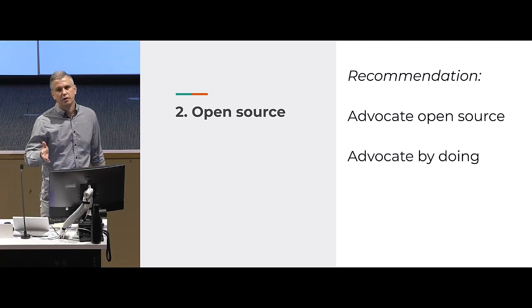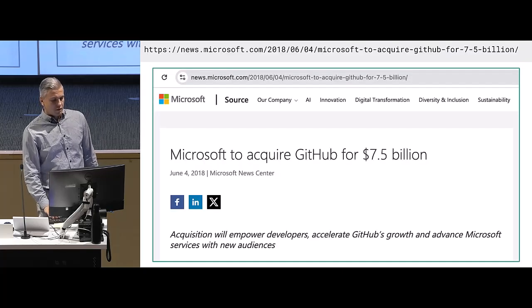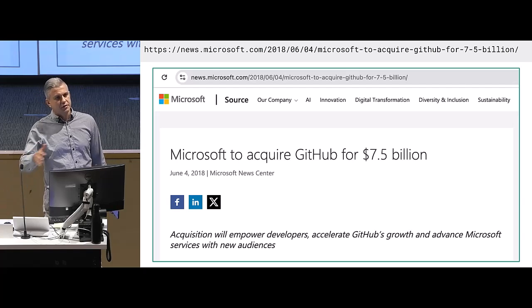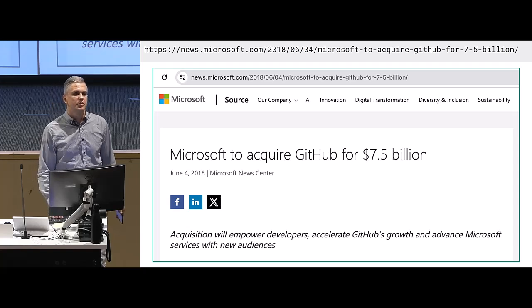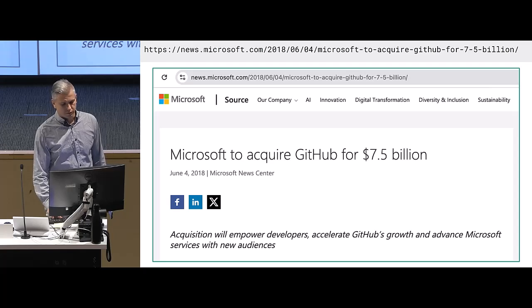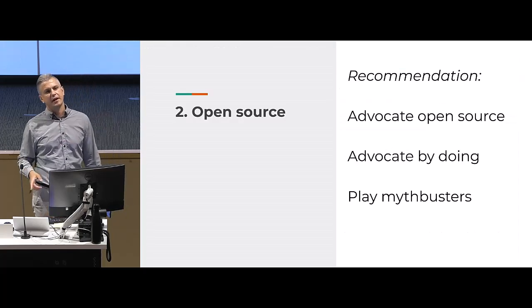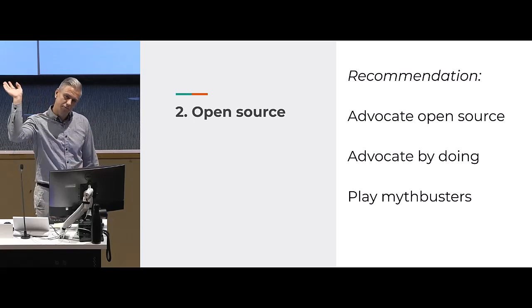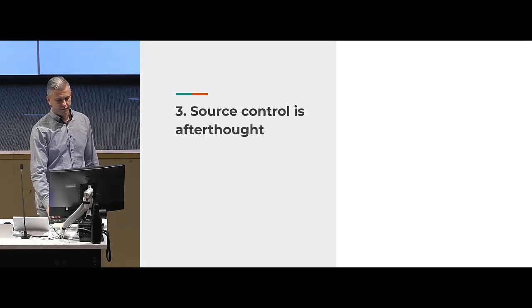Advocate by doing. Show how to contribute to open source, and we're going to cover that a bit. Microsoft bought GitHub, and it's still the biggest open source repository. Obviously, they bought it for other reasons as well, for big bucks, but it still does what it does best, right? It's the biggest open source repository in the world. Play Mythbusters. Make sure you debunk it if you hear someone telling a myth, because students are going to take it and send it away, use it on the internet and stuff like that.